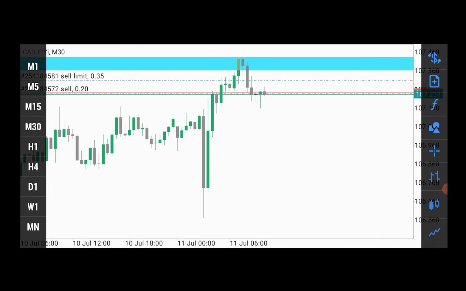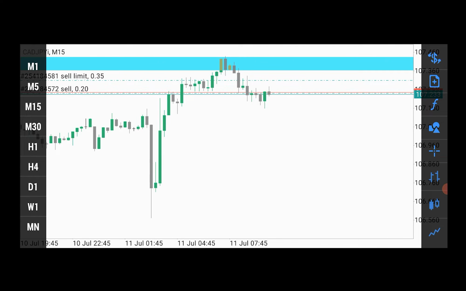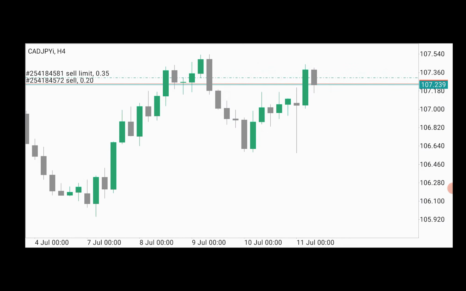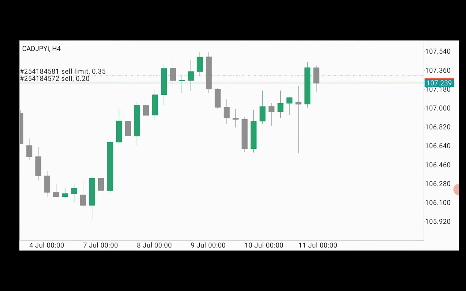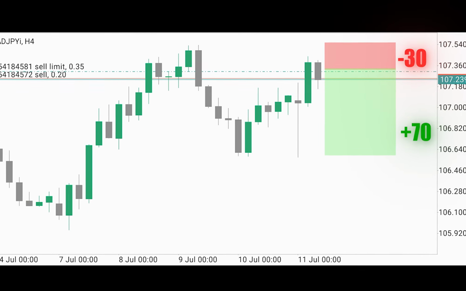On the M30 timeframe, there is no different move, just momentum that is going to be a downtrend. And on the M15 timeframe too, actually the same outlook. That was all I saw before I entered the trade. With 30 pips risk and 70 pips reward, I entered the trade.